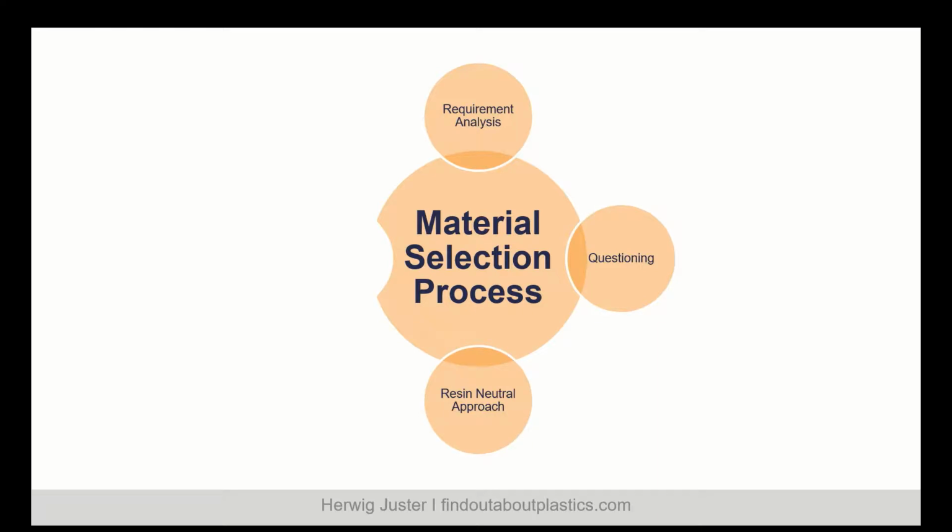Another tip is the resin neutral approach. When you think there are well-established materials out there for certain applications, such as polyamide 66 with 30% glass fiber in the automotive industry and for automotive parts, and when you apply now a resin neutral approach, this allows you to see the other opportunities as well, other material opportunities.